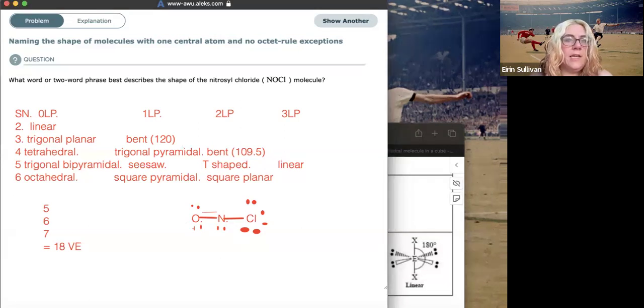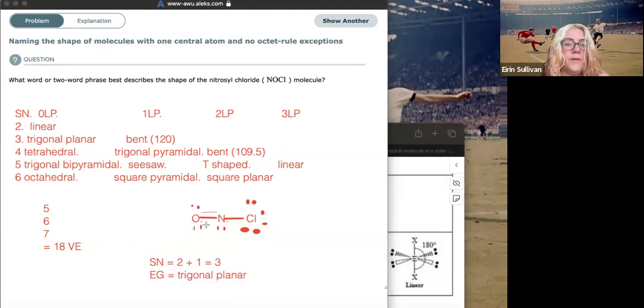So to get the steric number, I'm only counting the things around that central nitrogen atom. So there are 2 atoms bonded to it, the oxygen and the chlorine. It doesn't matter that the nitrogen-oxygen bond is a double bond, right? It's still one of the things I've got to fit around the nitrogen. And there is 1 lone pair of electrons on the nitrogen. So that steric number is 3. So that means our electron group geometry is going to be trigonal planar, okay?